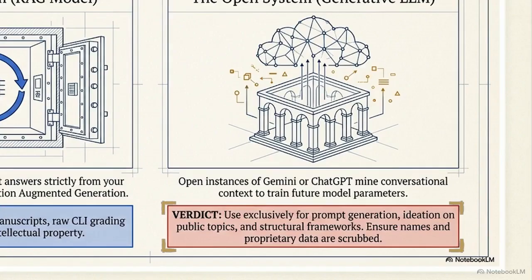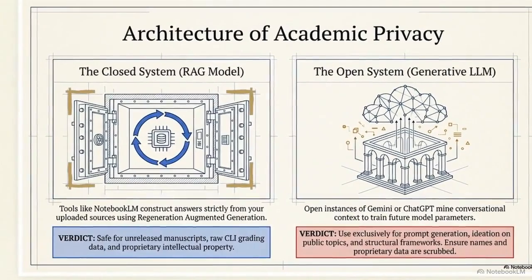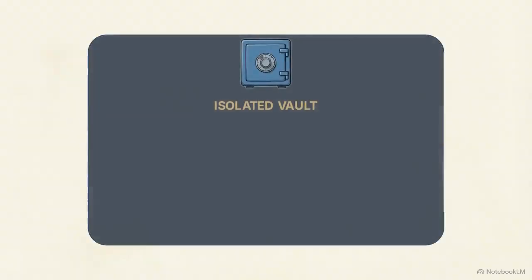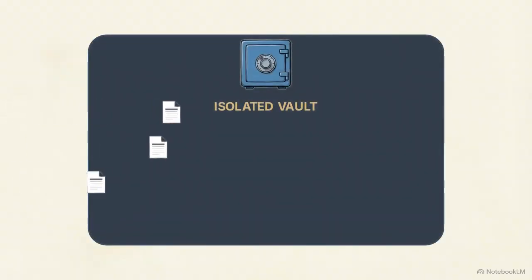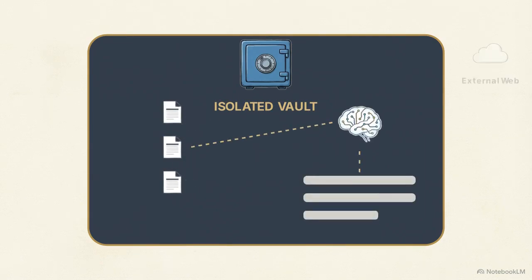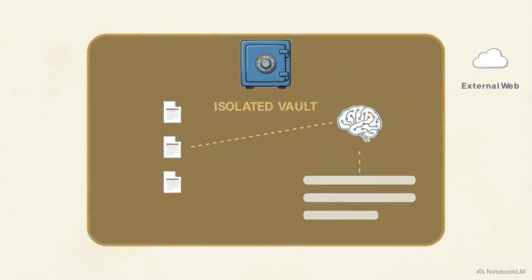To maintain IP control, scholars must operate on the left side, utilizing a closed retrieval augmented generation, or RAG, environment. A RAG system functions as an isolated digital vault. It restricts the AI to constructing answers purely from the specific sources you upload, executing with zero external model training.